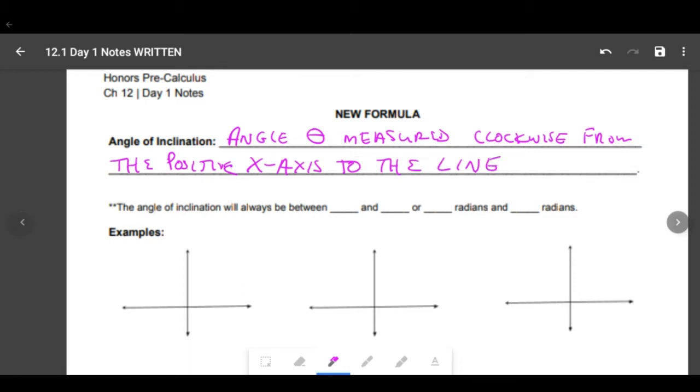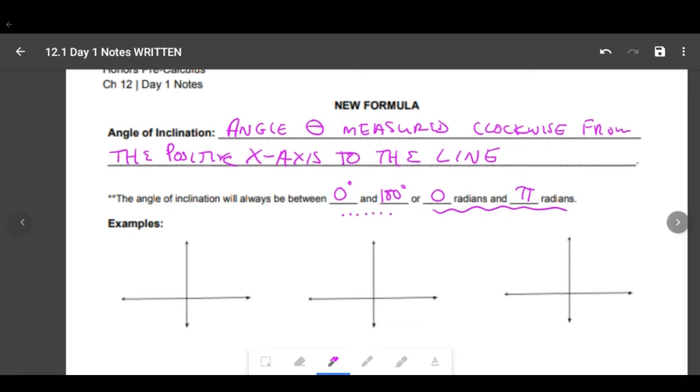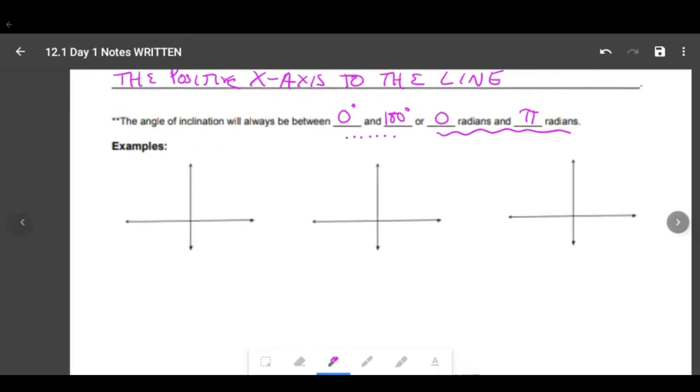And the angle of inclination will always be between 0 degrees and 180 degrees, or 0 radians and pi radians. Now this 0 radians and pi radians, if you've seen that last year, great. We haven't done that much this year, if at all, so we'll get into that more. This is more of a second semester topic, but if not, don't worry as much about that. The biggest thing is to realize it's going to be between 0 and 180 degrees, okay?